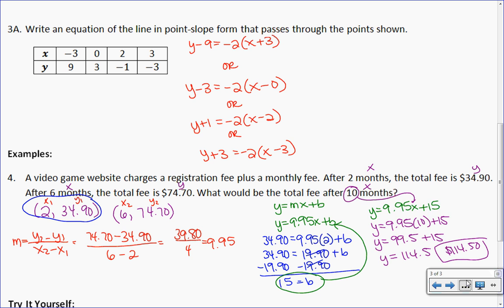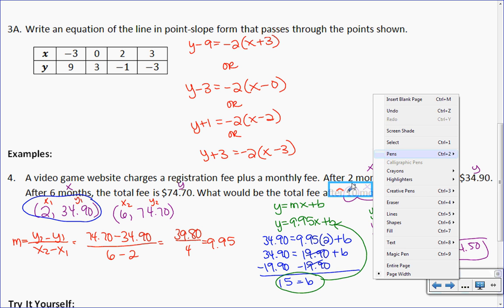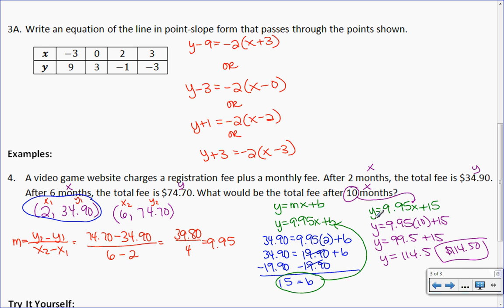Okay. One thing I would like you to notice about this equation, this will make things a little easier to understand later, just so that this equation actually makes sense and it's not just these arbitrary numbers. The slope that we found of 9.95, remember, slope is the same as rate of change, so it's showing how much the fee is changing per month. Well, the video game website charges a registration fee plus a monthly fee. Hey, look at that. That $9.95 is the monthly fee.